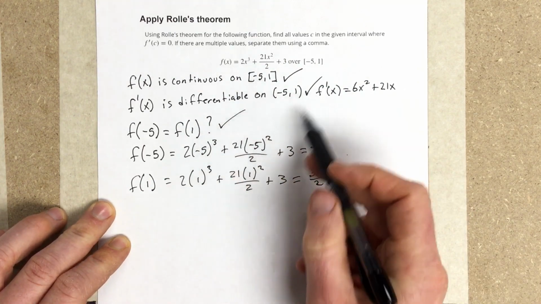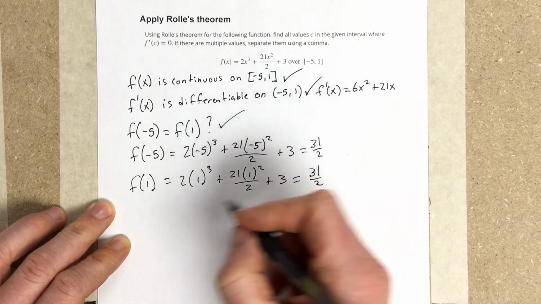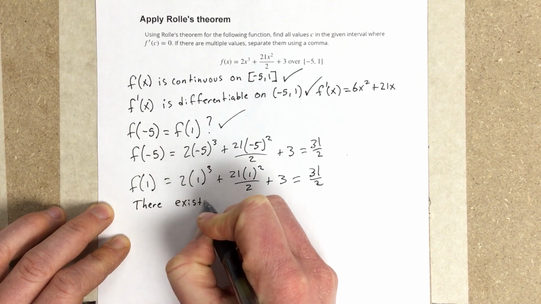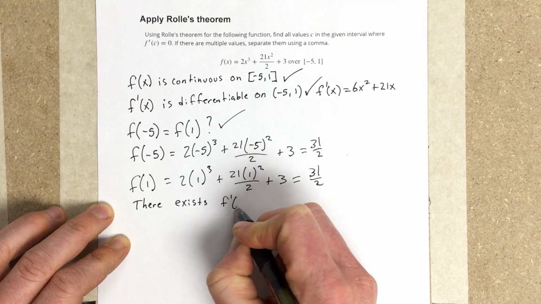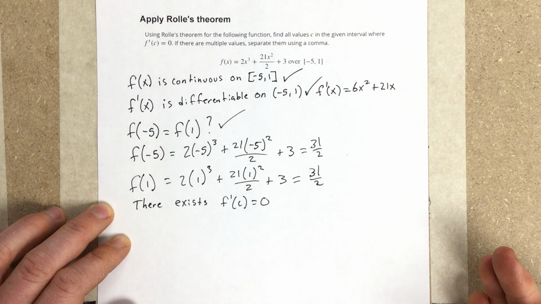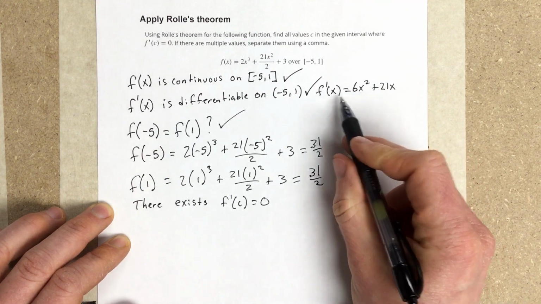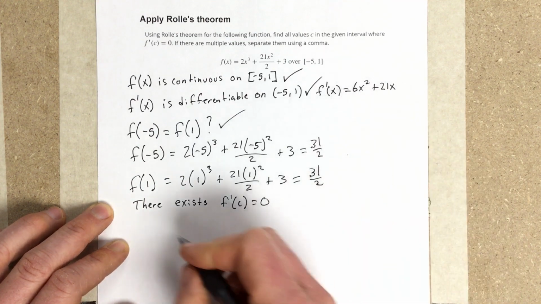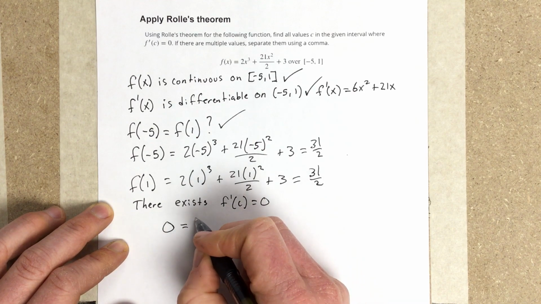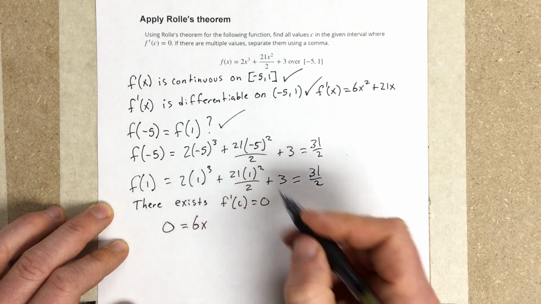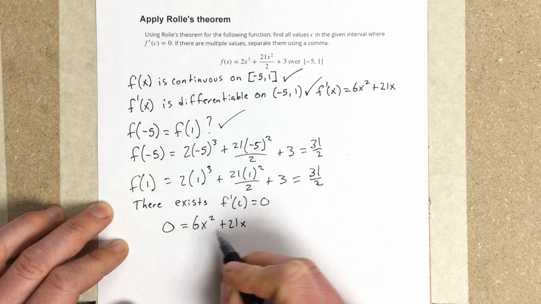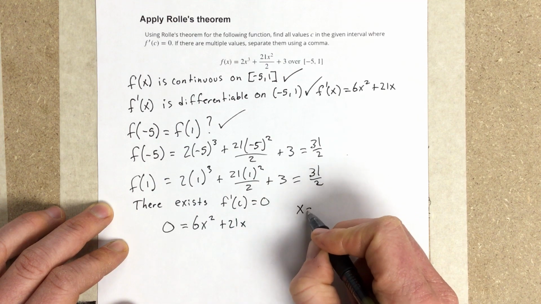Now, because these are all equal, we know that there exists an f prime of c, which is equal to 0. So how do we find that f prime of c? Well, we're going to take f prime and set it equal to 0. So we're going to plug 0 in for f prime of x, and we get 0 equals 6x squared plus 21x. And before I start this, I'm going to work with x here, but I'm going to say right here that we're going to call x is equal to c.